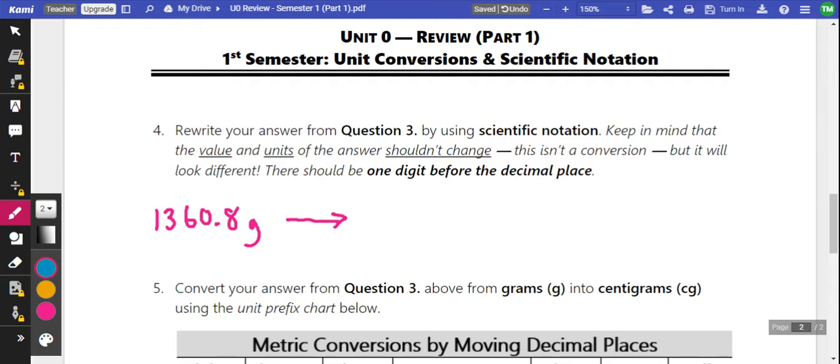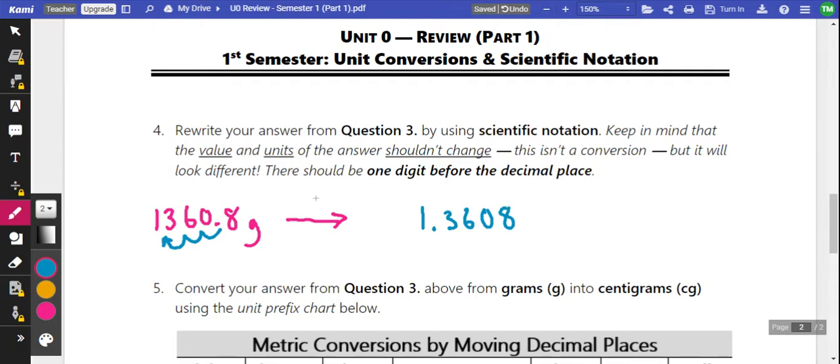We move the decimal place so that it is right after the first actual digit that's not a 0. So in this case, it's going to go after this 1 and before this 3. Okay, so instead, it's going to look something like this: 1.3608. Okay, now looking at that, this is a very different number.